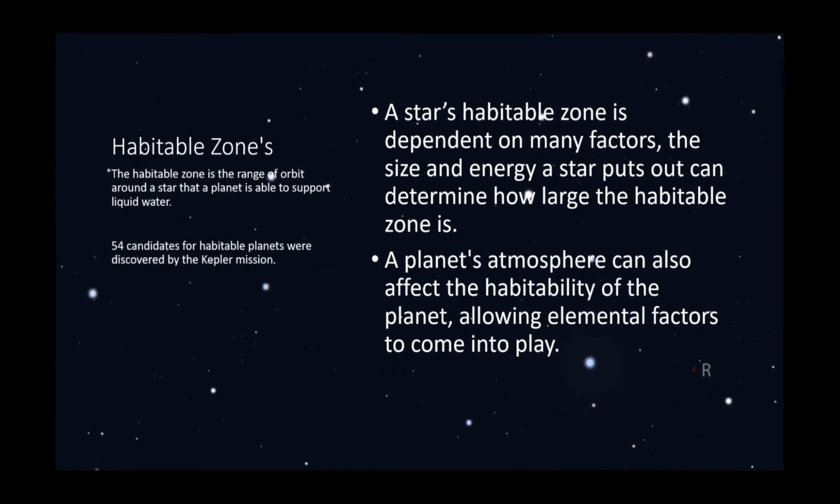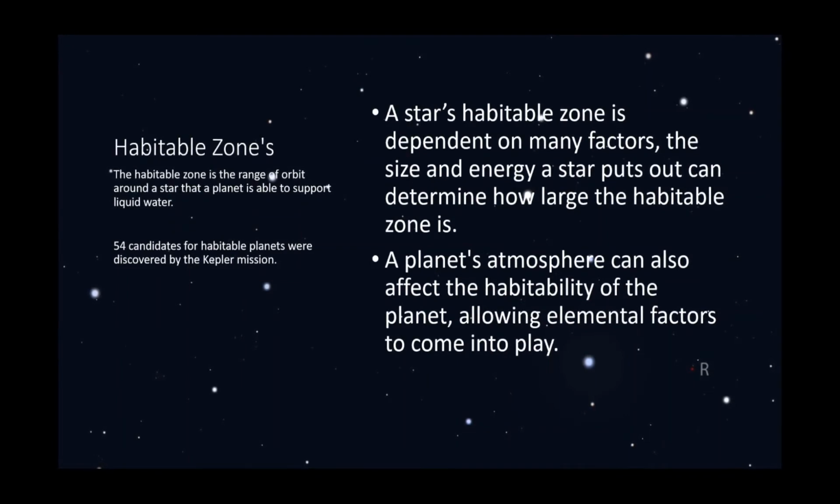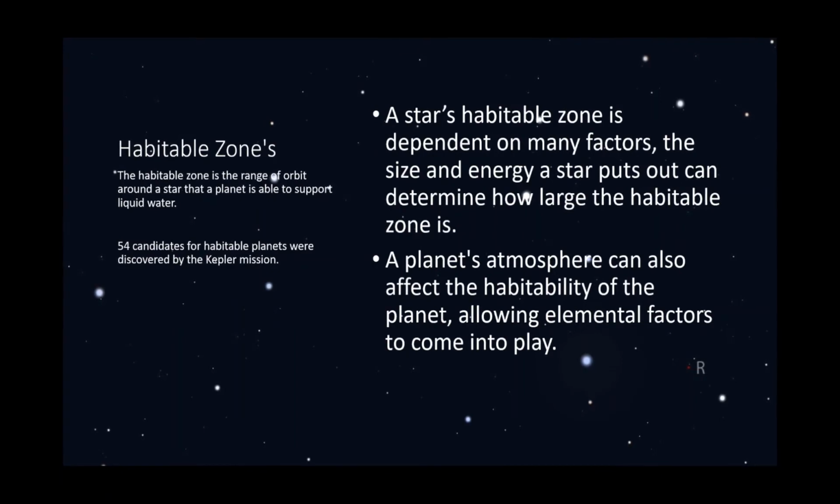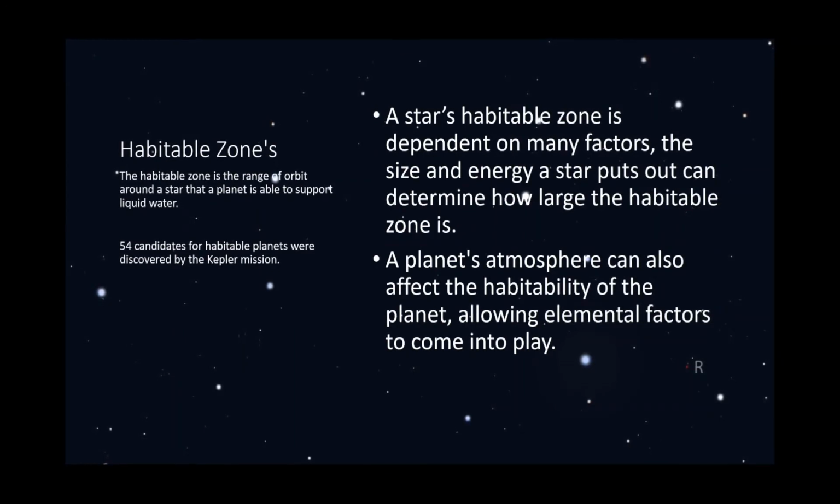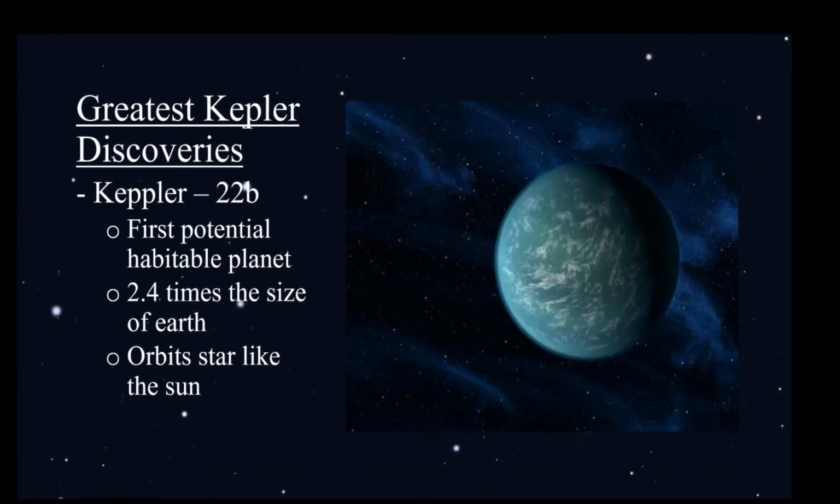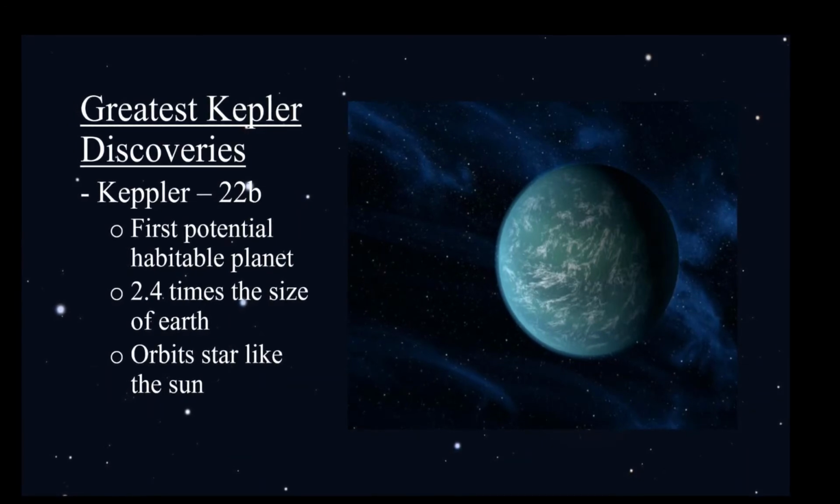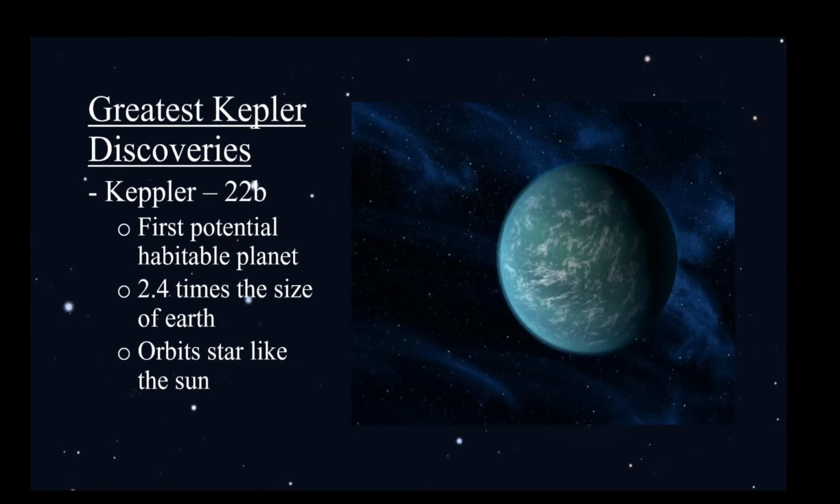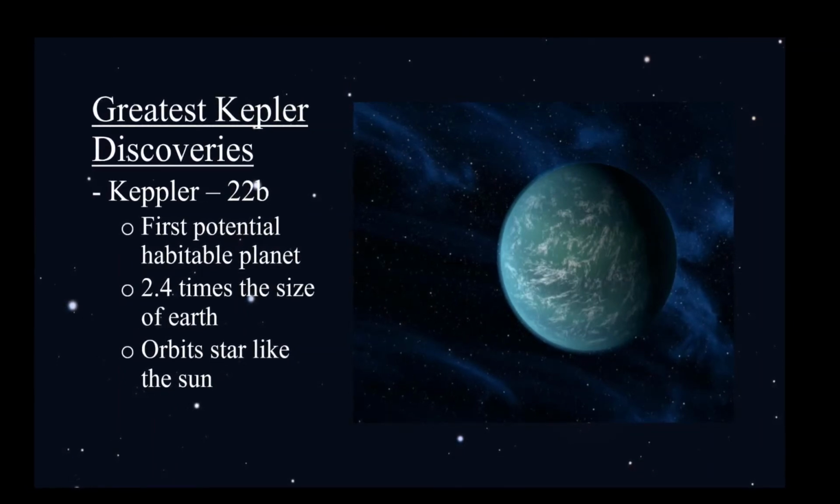Of all the planets the Kepler mission discovered, there are only 54 candidates for habitable planets. Kepler discovered many great planets. In December of 2011, the Kepler mission discovered the first possible habitable planet, Kepler-22b. Kepler-22b is 2.4 times the size of Earth and orbits a star very similar to the Sun.